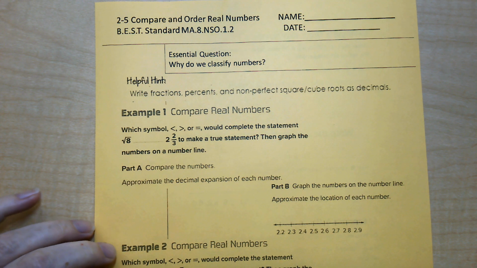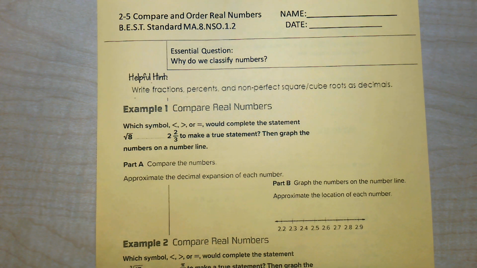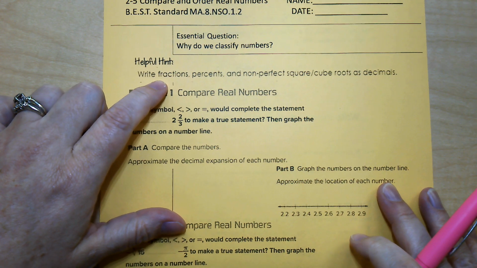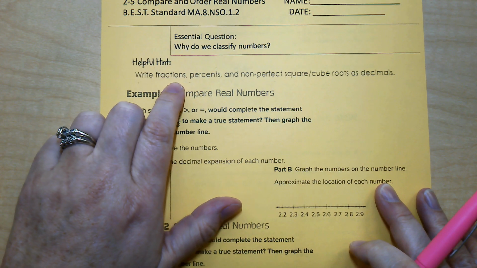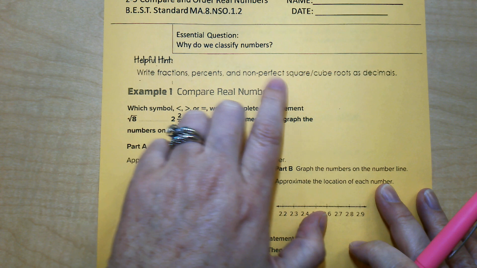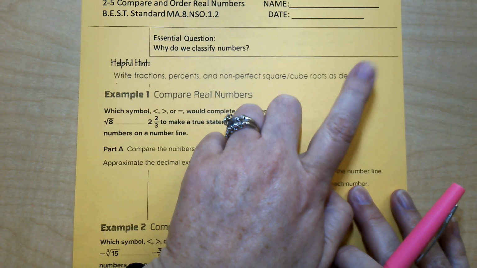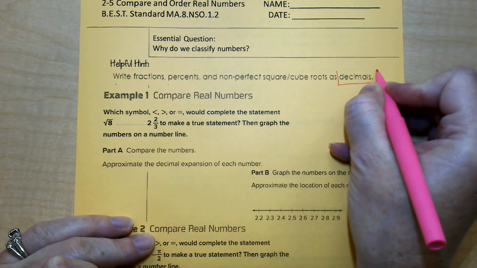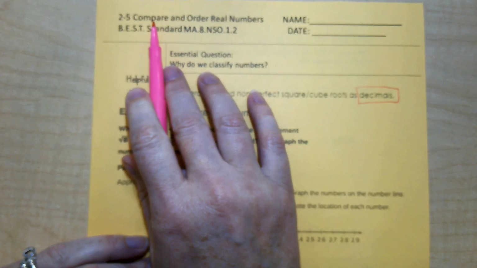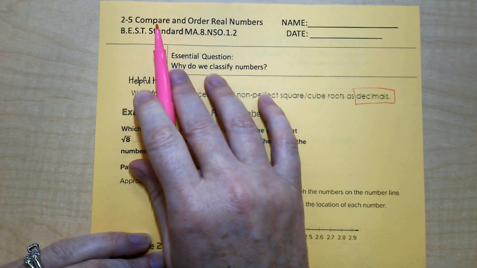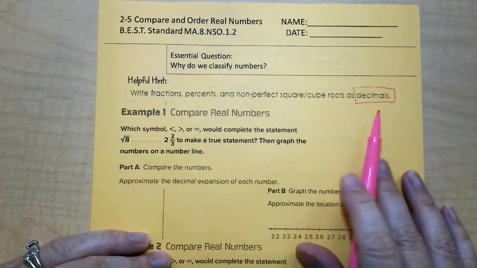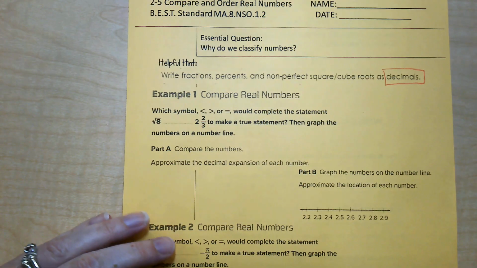All right, our last section of Chapter 2, 2.5, compare and order real numbers. Now this helpful hint, it's real helpful, it's here for a reason. You're going to write all fractions, percents, and non-perfect squares and cubes as a decimal. Because when you compare and order, you want to be comparing apples to apples. So we need to compare our decimals.